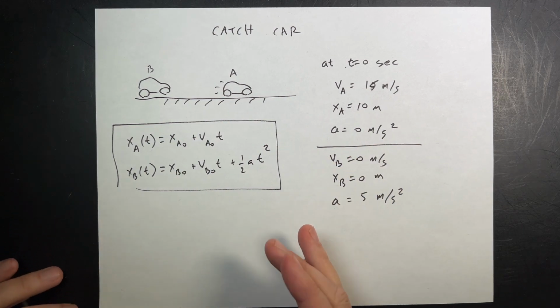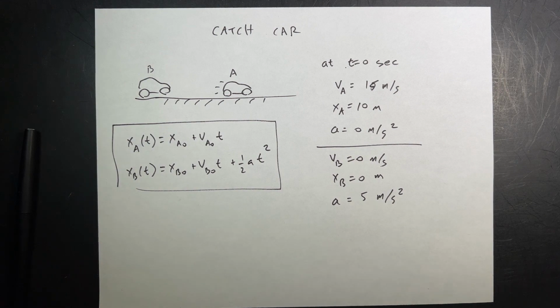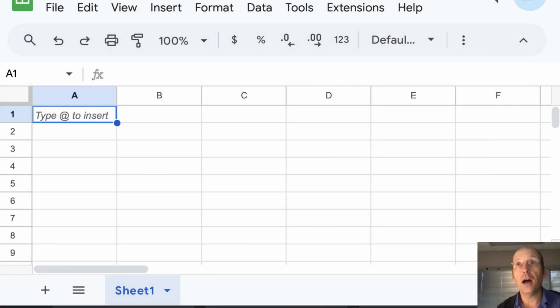And I want to use this as an example in Google Sheets. So I'm moving over to Google Sheets because that's what I do. If you want to use Excel, it's pretty much the same thing. OpenOffice, pretty much the same thing. I'm not the best at graphing in Google Sheets. I do make some mistakes, but I'm going to do it anyway. I do understand the basic idea.